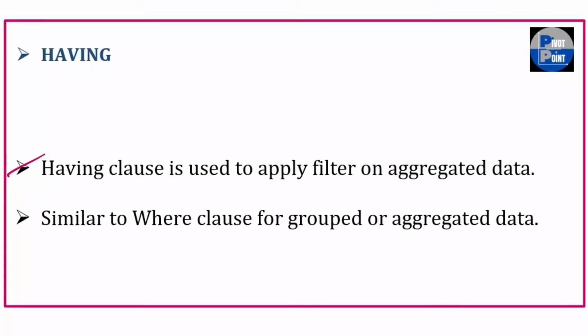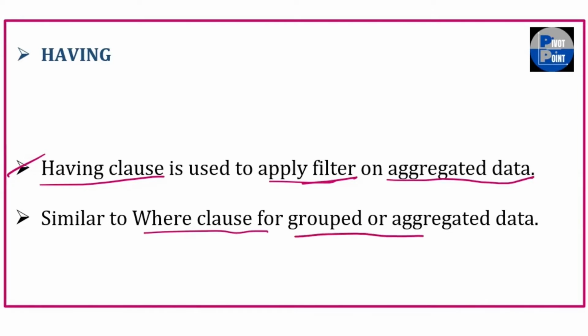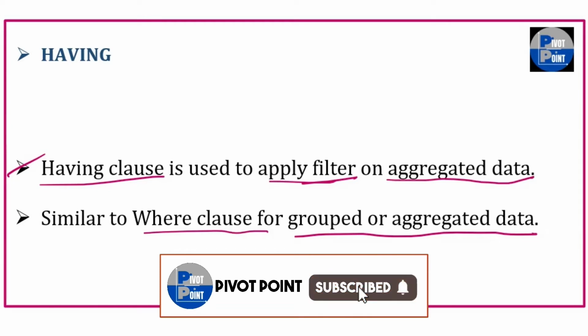So the having clause is used to apply a filter on aggregated data. Once we do data aggregation using group by, after that we can use the having clause in order to apply filters. It is very similar to the where clause but for grouped or aggregated data. We will try to understand this better with a simple example.